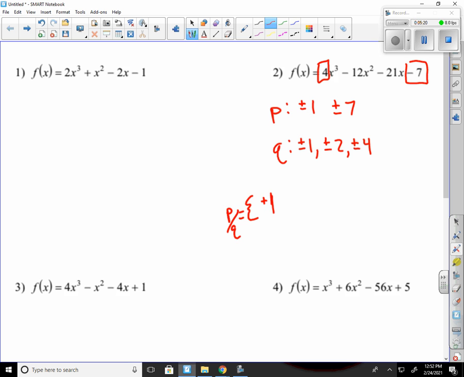1 plus or minus 1 over 1, that's just 1. Plus or minus 1 over 2, plus or minus 1/2. Plus or minus 1 over 4, plus or minus 1/4. Then do it with the 7. 7 over 1, 7 over 2, 7 over 4.